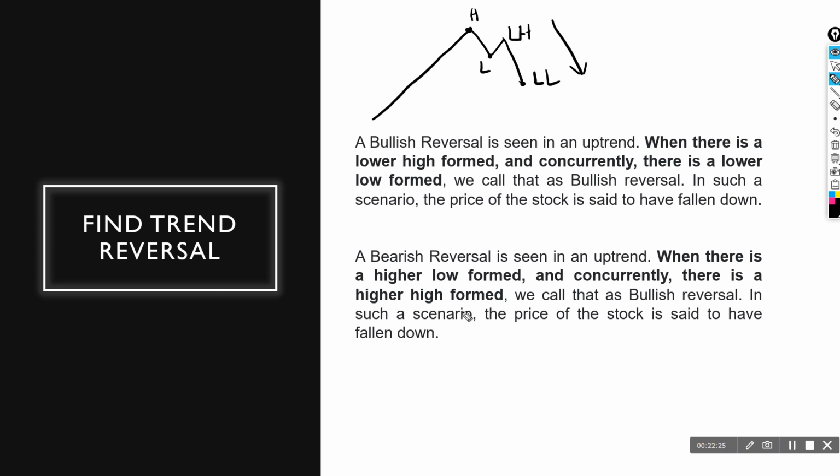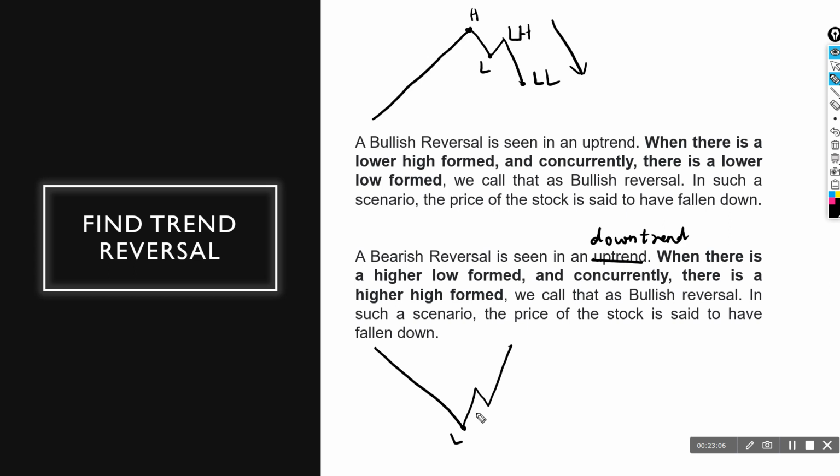Bearish reversal is seen in a downtrend. I am sorry, this is not uptrend, this is downtrend. Okay, let me make this correction. So when does a bearish reversal happen? Let's see. Consider your market is falling down, your prices are going down. And then what exactly happens is, this will be your low, say for example, and then a higher low is formed and concurrently a higher high is formed. So say for example it goes like this, comes like this, and then goes like this.